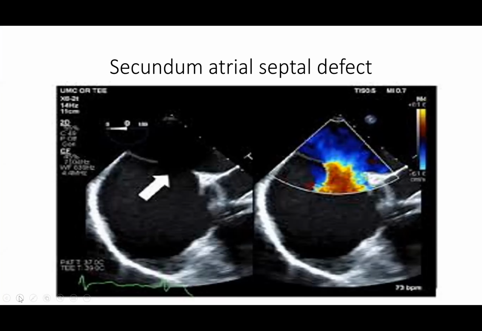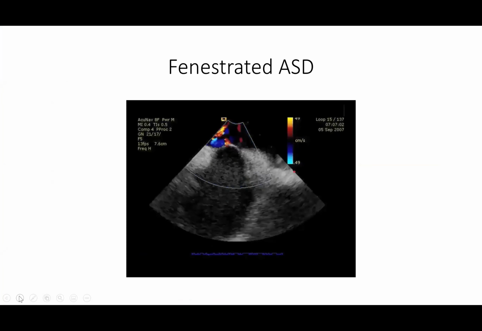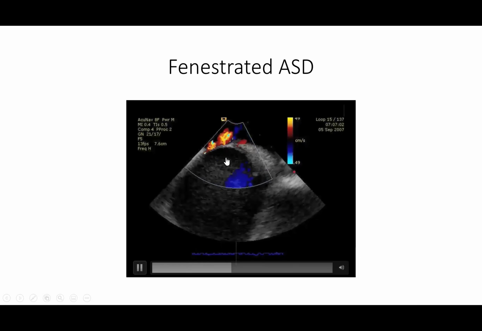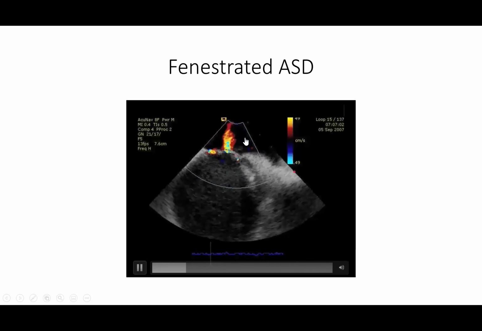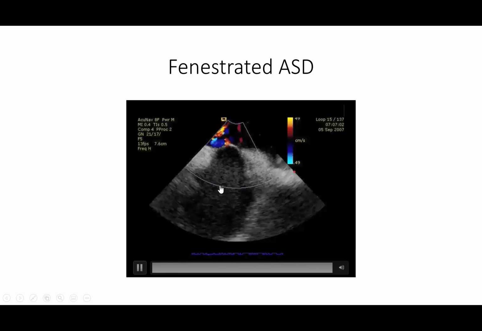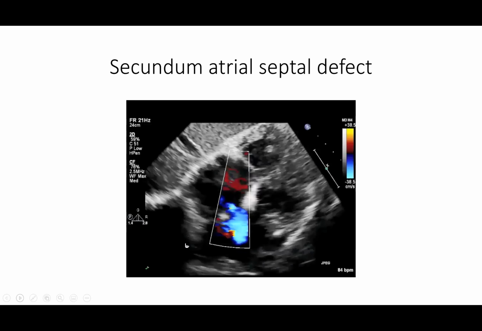Okay, this is a secundum defect with some fenestration here. We can see flow going across it. The fenestrated ASD. This is a secundum defect, the subcostal view, with flow going from left to right.